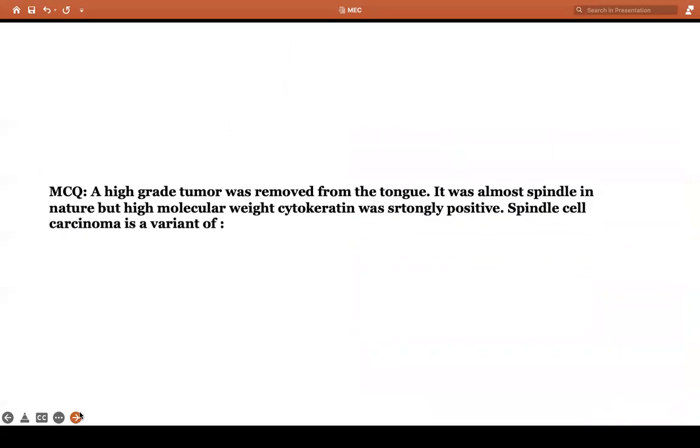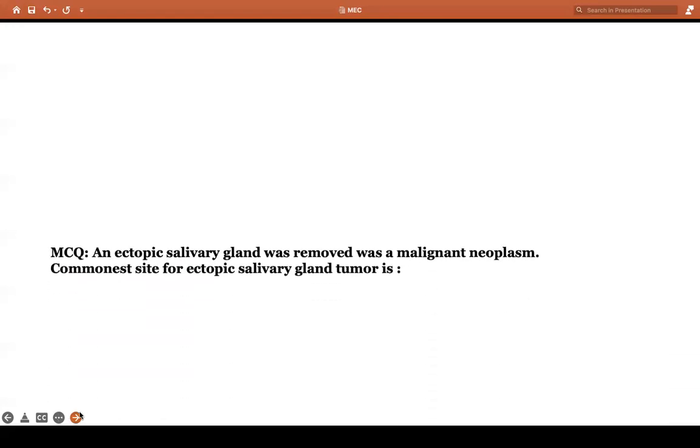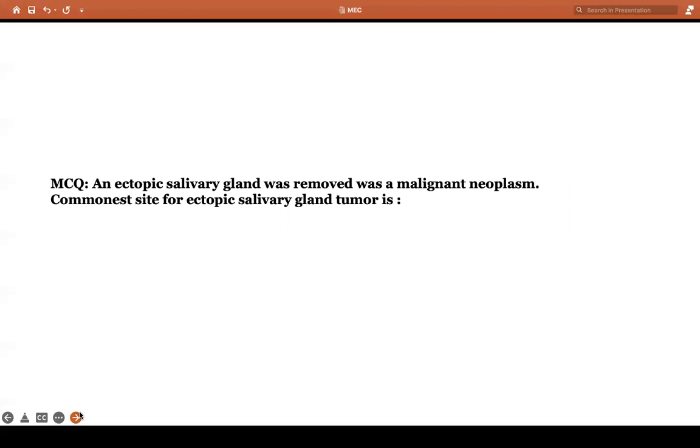Another MCQ: a high-grade tumor was removed from the tongue. It was almost spindle in shape. Spindling is seen usually in pleomorphic adenoma, no. Adenoid cystic carcinoma, no. Basal cell carcinoma, no. Basaloid carcinoma, no. Squamous cell carcinoma, yes. An ectopic salivary gland tumor was removed, was malignant. Ectopic is usually seen in the tongue, no. Cheek, no. It is most commonly seen in the palate.